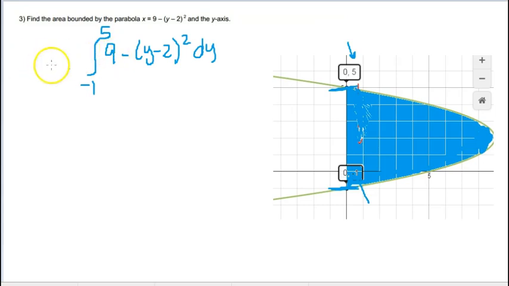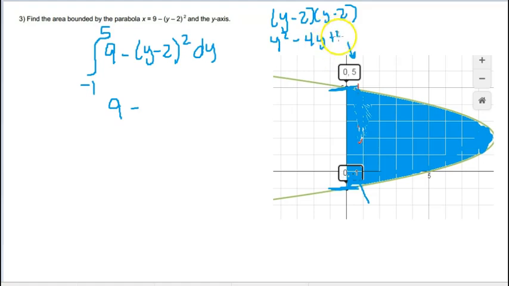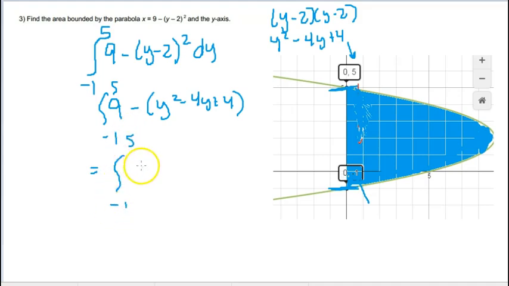And then to integrate this, I actually would first multiply the y minus 2 times y minus 2, because that's what y minus 2 squared equals, and that gets me y squared minus 4y plus 4. Then you'd subtract that, and when you subtract that, you end up with negative y squared plus 4y plus 5. And then you would evaluate that integral on the interval from negative 1 to 5 and calculate the value. And I'm going to let you finish that up on your own, since this is the writing assignment question 3.